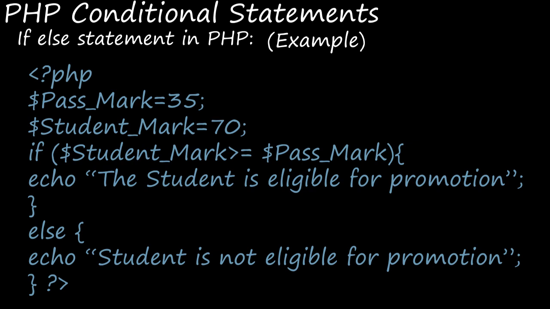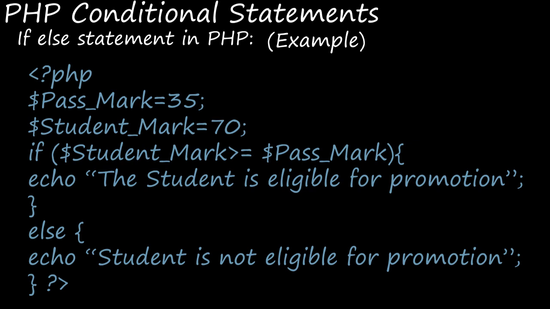Here we will have: if the student mark is greater than or equal to pass mark, the output will be the student is eligible for the promotion. If that student mark is not greater than or equal to pass mark, then the output will be the student is not eligible for the promotion. Okay, understood? If the statement is true, the first set of statements will be executed.